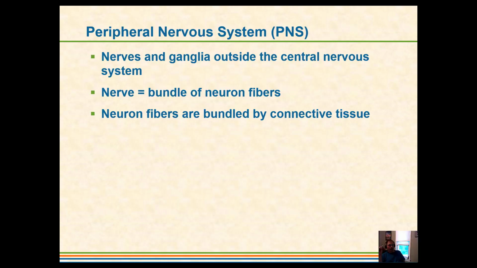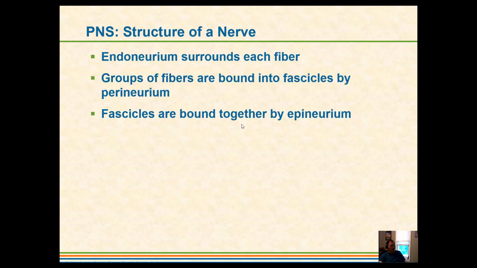Now, we don't think of a single nerve or a single axon going to one specific place. It's a group of axons bundled together that we think of as a nerve. And that includes sensory nerves and motor nerves. And neuron fibers, or nerves, are bundled together by connective tissue.